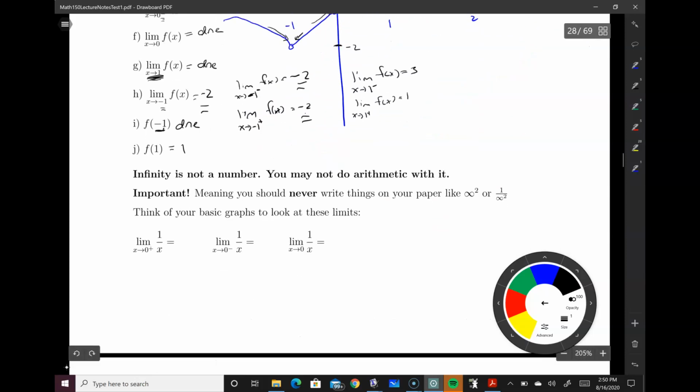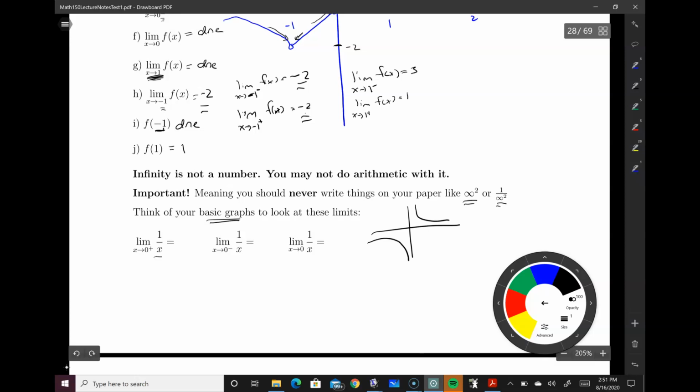Let's finish off this page. So we've got to be careful. You can't play around. You don't write things like infinity squared or 1 over infinity squared on your paper. We think it, and many times I want you to think about the basic graphs. That's what people think of. So I want you to be like a mathematician, training you up that way.